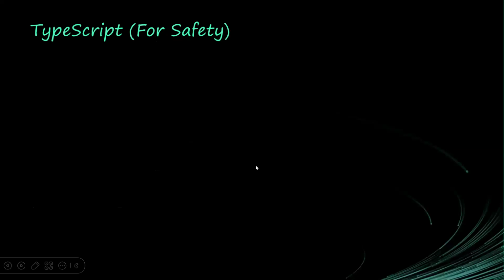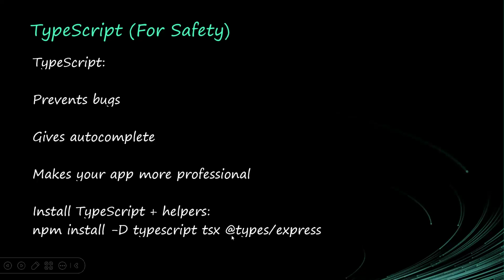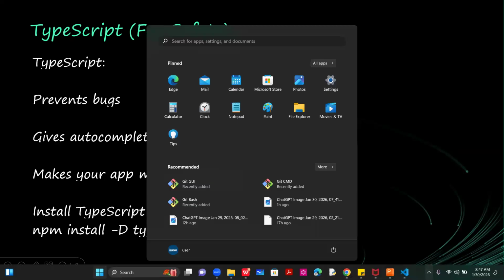Now that we have installed Express.js, let us go to TypeScript. TypeScript prevents bugs, gives autocomplete, and makes your app more professional than JavaScript. Okay, so to install TypeScript, we need to run this command. We are going to say npm install -D typescript tsx. So just follow me. Let me show you what to do.